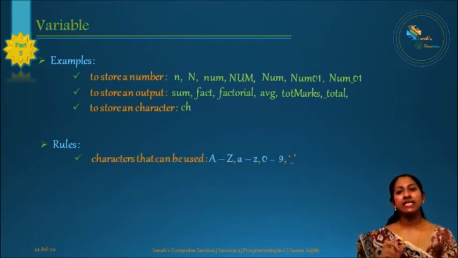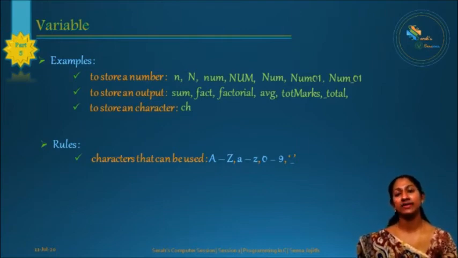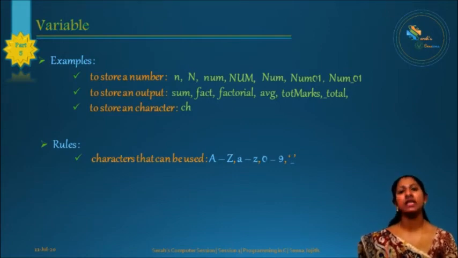The characters that can be used when creating variable names are capital A to Z, small letter a to z, digits from 0 to 9, and underscore. Please note that you cannot use space. White space is actually a special character when we consider with regard to computer and computer programming. But see, white spaces cannot be used inside a variable name.